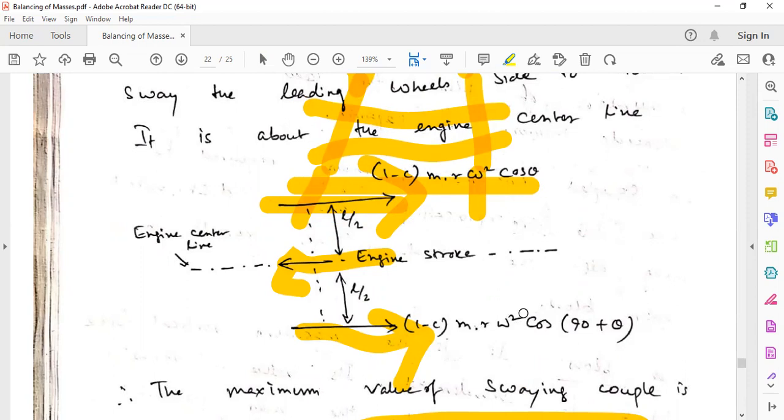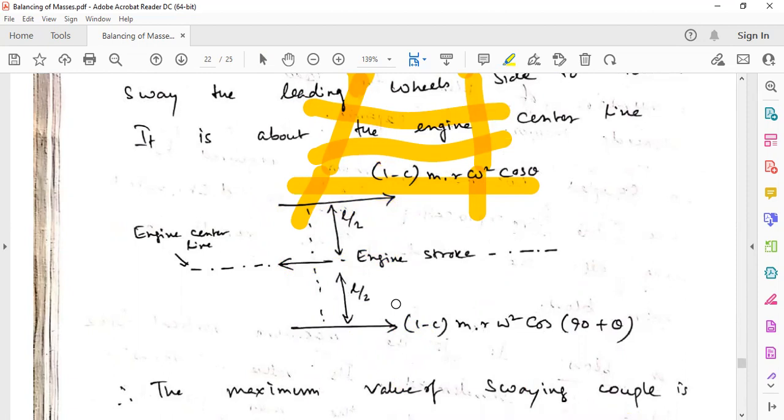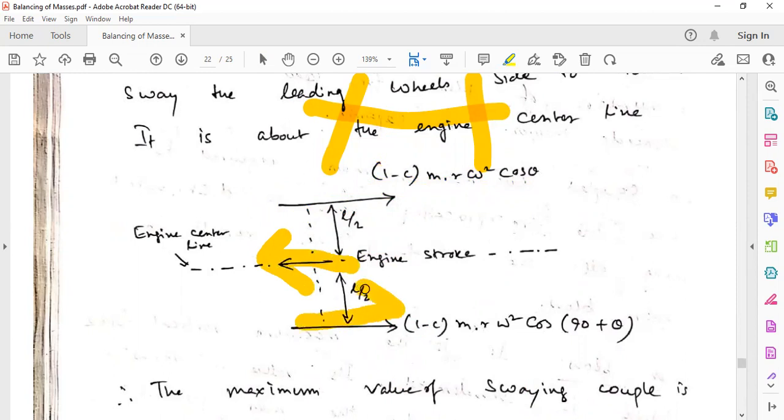And here we have 90 plus theta. This is actually perpendicular to this one, because 90 degrees is added to the angle. So we have two unbalanced forces here, which cause resistance. This is the direction of the stroke, and these are the directions of the unbalanced forces, not the couple.